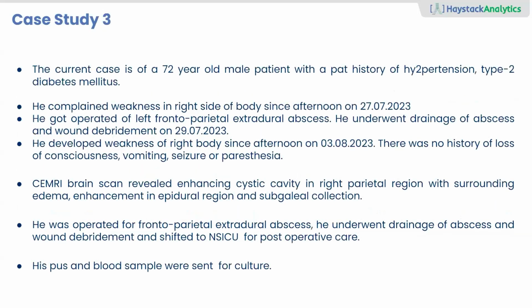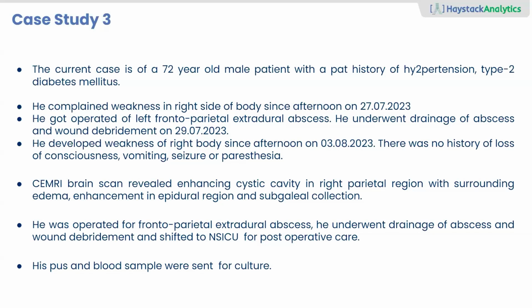Next slide. This is another case study, a very important, interesting case. The current case is a 72-year-old patient with a past history of hypertension and type 2 diabetes. He complained of weakness in the right side of the body since the afternoon of 27 July. He was operated on for a left frontoparietal extradural abscess. He underwent drainage of the abscess and debridement on 27 July. He developed weakness on the right side of the body since then, with no history of loss of consciousness or vomiting.